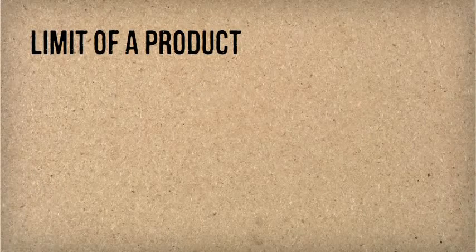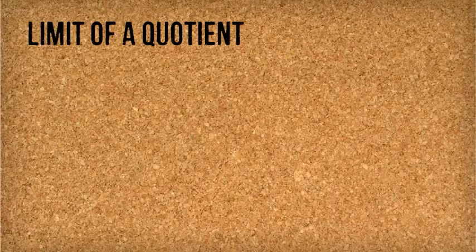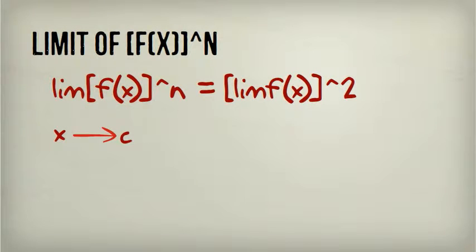Limit of a product, where the limit of two functions multiplied to each other is equal to the product of the limits of the first function and the second function. Limit of a quotient, where the limit of a function divided by another function is equal to the quotient of the limits of the two functions. The eighth theorem is the limit of f of x raised to n, where the limit is equal to the function itself, but c is substituted to x.